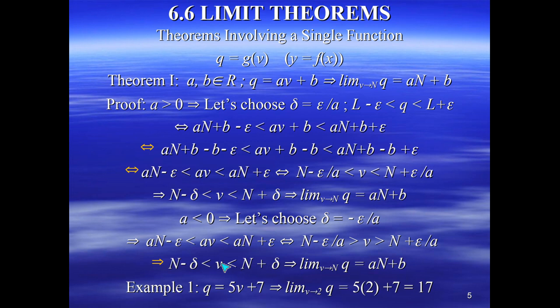This is the end of the proof, which means when a·n + b, when q is between our limit candidate a·n + b minus epsilon and plus epsilon, then we can squeeze v between n minus delta and n plus delta, choosing delta as epsilon over a. And so the image of v is a times v plus b, whose limit is a·n + b. So we have proven that the limit of q when v goes to n is a times n plus b.